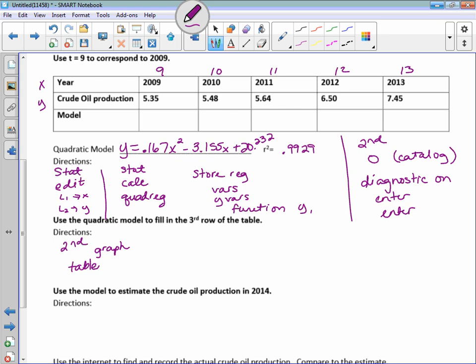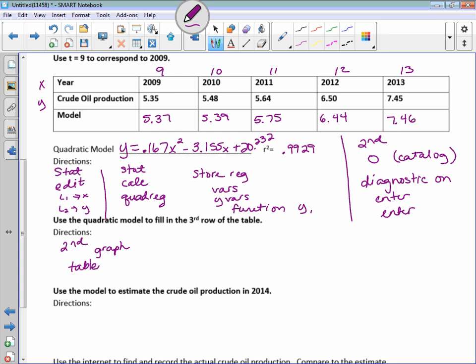Okay, does that help? All right, anybody else? Calculator troubles? Done. All right, so let's fill it in. Did we get 5.37 for the first one? Yes. What about for 10? What do we get? 5.39. Okay, 11. Okay. For 12? 6.44.